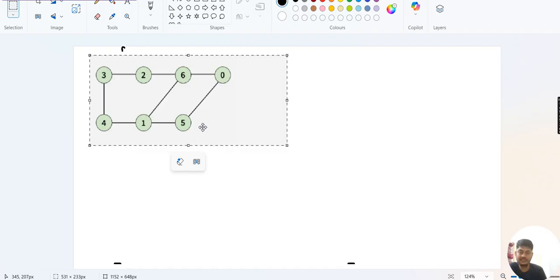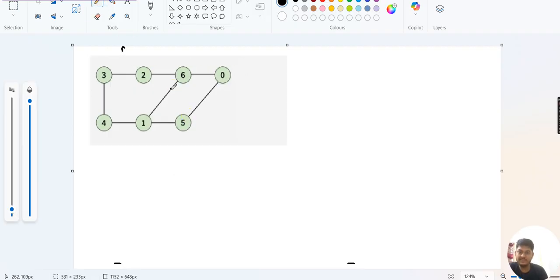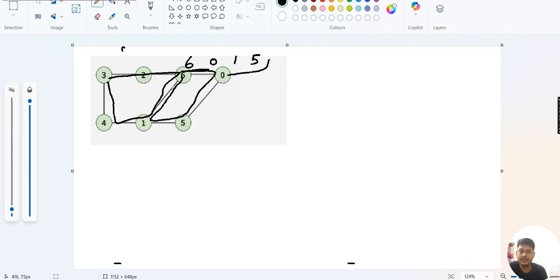See, for this example, you can see that the shortest cycle is from 6, 0, 5 and 1. This has a shortest cycle length of 4. There is also one more cycle which is of length 5, like 3, 2, 6, 1 and 4. But we have to return the shortest cycle, which is of length 4, which is 6, 0, 1 and then 5 and then again back to 6.